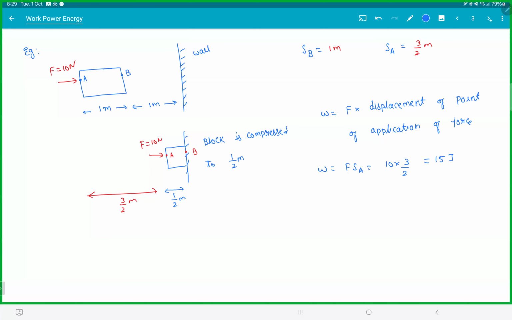Getting the confusion? That's why I said, don't read it like force into displacement. Then you'll get confused because you'll not understand what the displacement is here. Let me show you one more example, but have a look at this page. It's a decent question. Anyone not convinced with this, please ask. Let's see one more example.